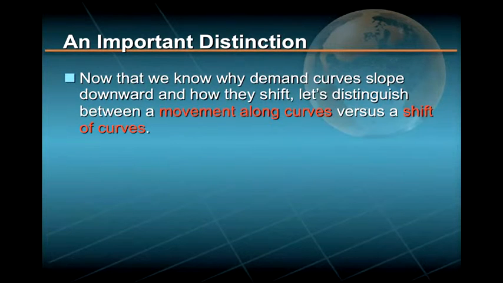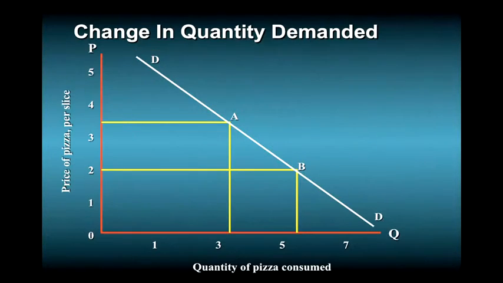Now that we know why demand curves slope downward and how they shift, let's make an important distinction regarding these curves. The distinction between a movement along curves versus a shift of curves. This figure illustrates a movement along the demand curve for pizzas. In the figure, we go from point A to point B because the price of pizza has fallen from $3.50 per slice to $2. In this case, there has been a change in the quantity demanded.